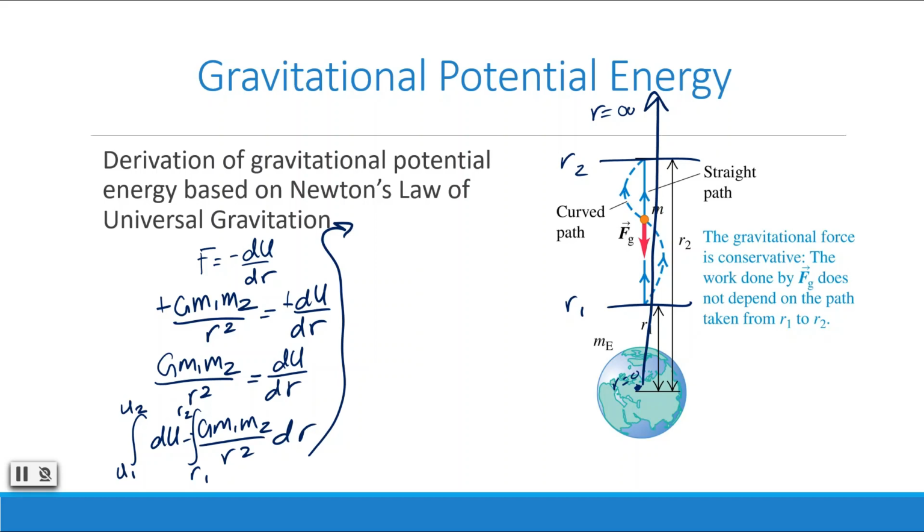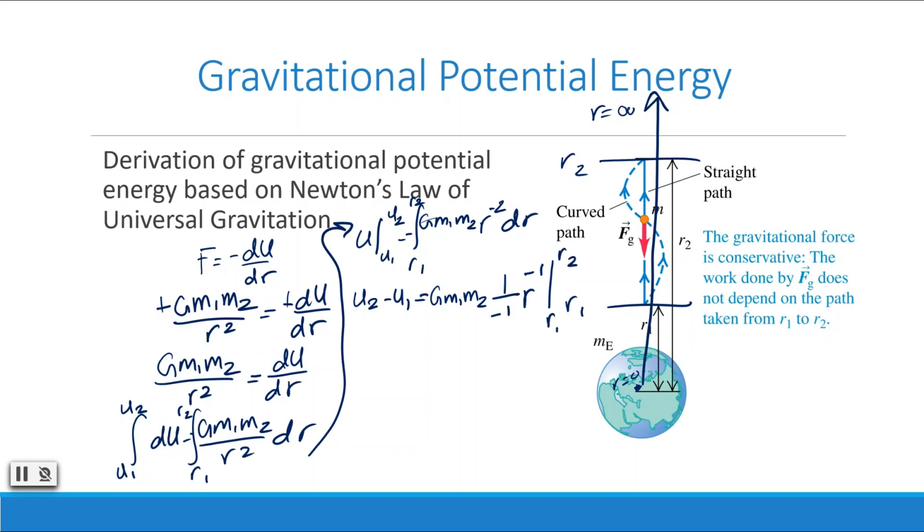So we come over here. The integral of dU is just going to be U. So we're going to get U evaluated from U1 to U2 is equal to G M1 M2, and those are constants. And I'm actually going to change the 1 over r squared to r to the negative 2 dr, and that's going to get integrated from R1 to R2. That's going to make it easier to see the power rule. I'm going to pull out my constants. Over here on the left, I'm going to sub in U2 minus U1 for my limits. G M1 M2, and then the integral of r to the negative 2, I have to increase the power by 1. So that's 1 over negative 1, r to the negative 1, evaluated from r1 to r2.